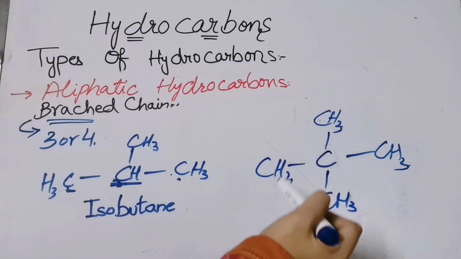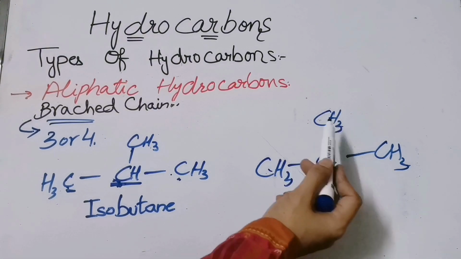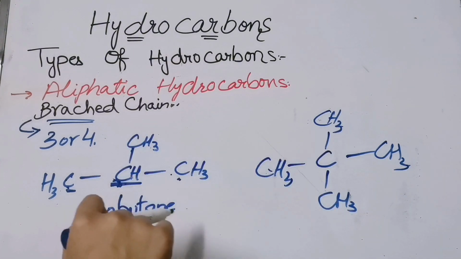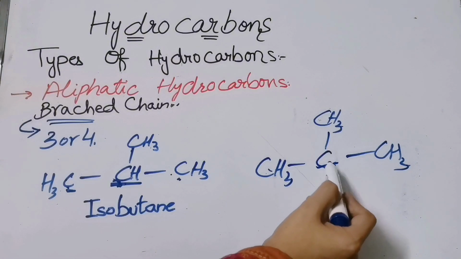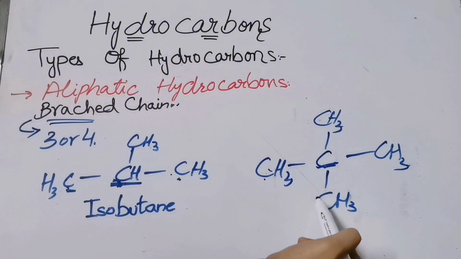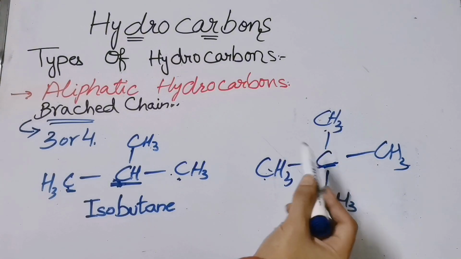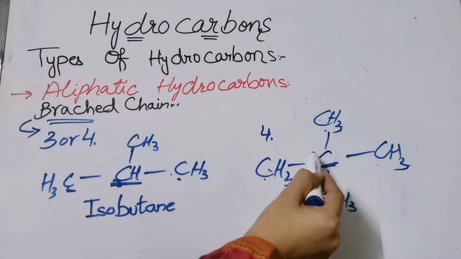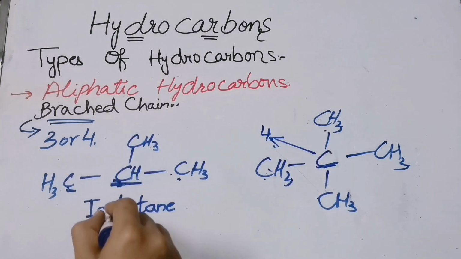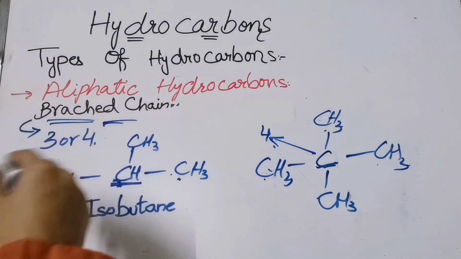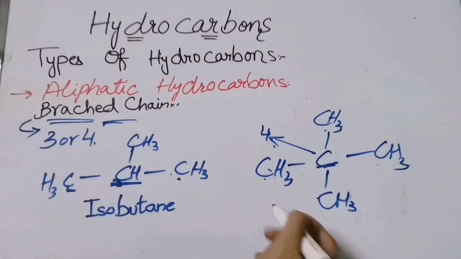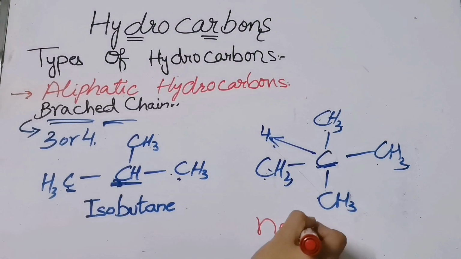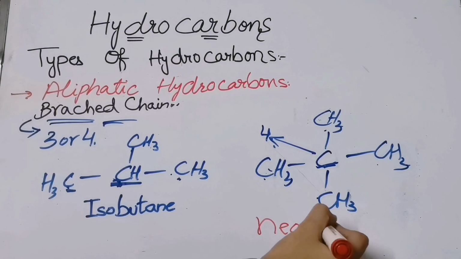In this case, see how many carbons are there? 1, 2, 3, 4 and 5. There are 5 carbons. And see, this carbon is directly attached with 1, 2, 3 and 4 carbon atoms. So this carbon is attached with 4 carbon atoms. So this is also a branch chain compound. According to the common system, its name will be neopentane.